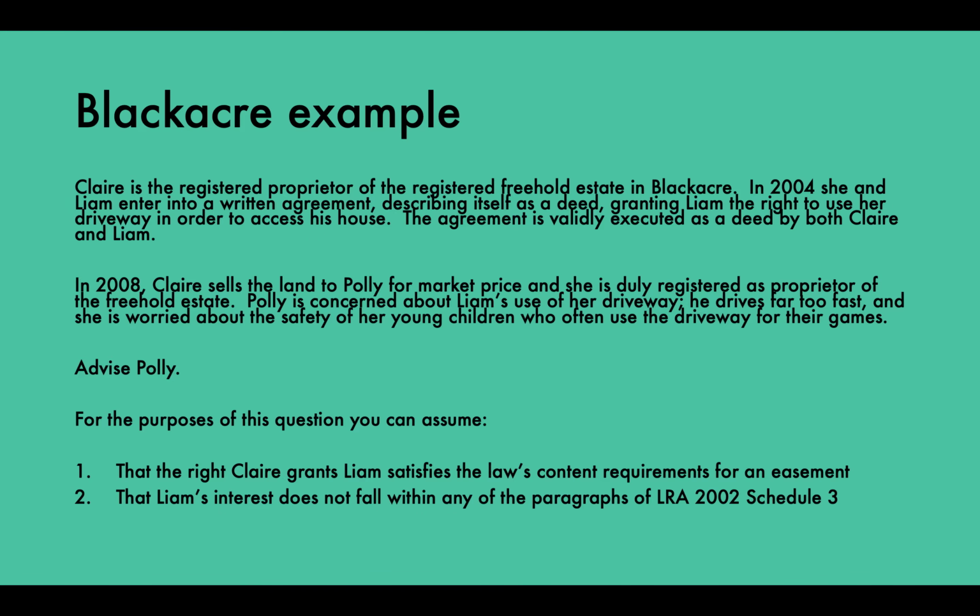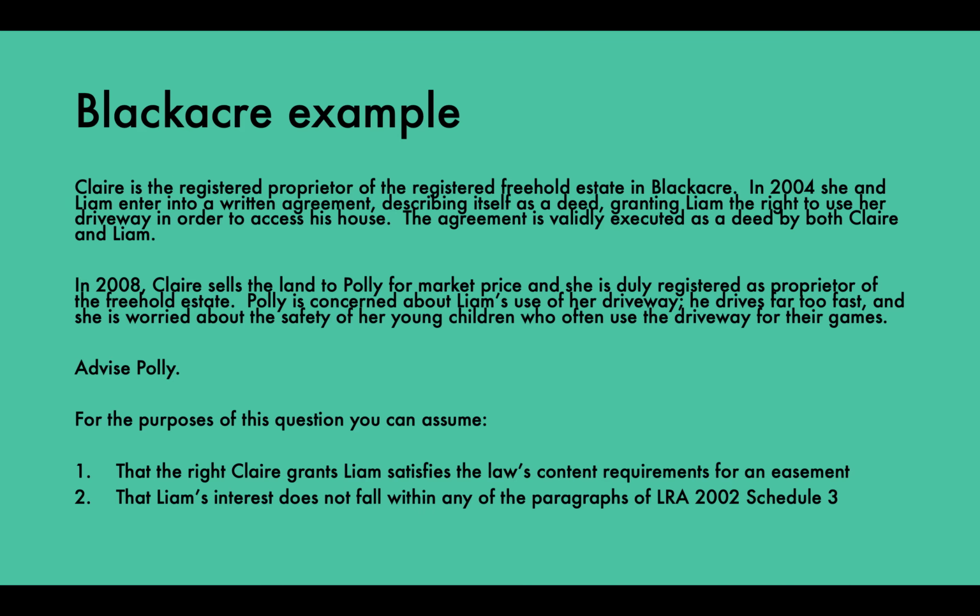The best approach is to start with the practical significance of the question, and that is that Polly is concerned with Liam using her driveway and she wants to stop him from doing so. If Liam's right over Blackacre binds Polly, so if it takes priority over Polly, then she won't be able to stop him from using her driveway. On the flip side, if the right doesn't bind Polly, then she will be able to get her own way and prevent Liam from using the driveway in the future.